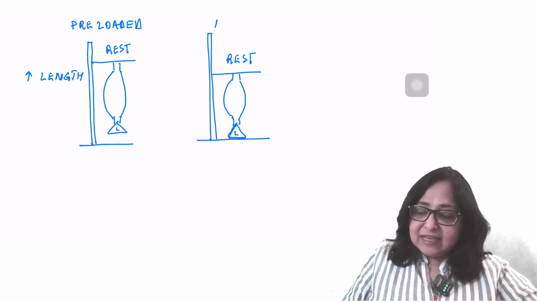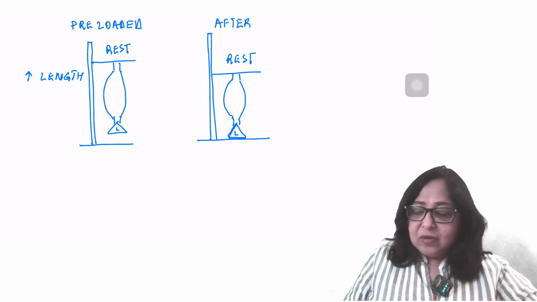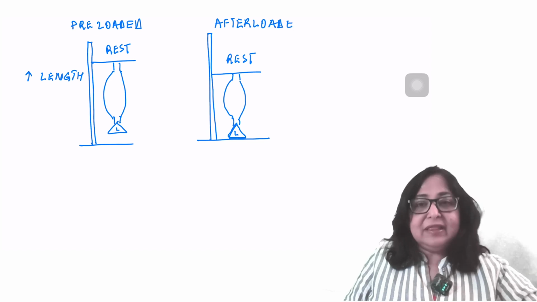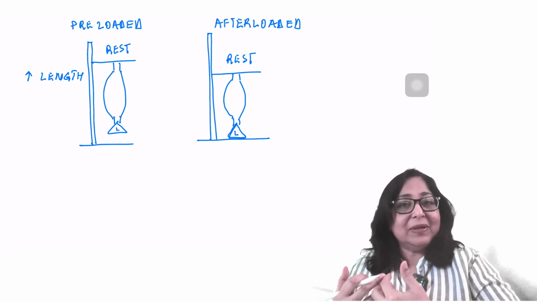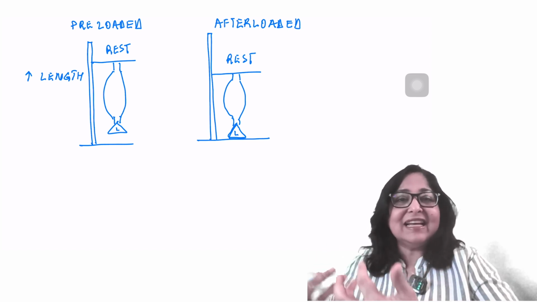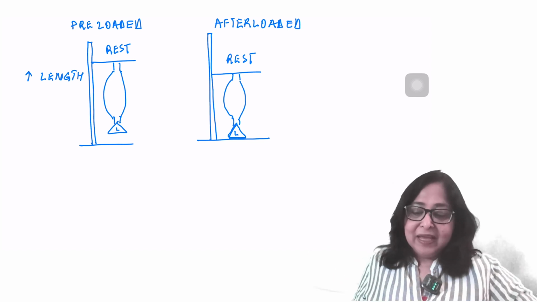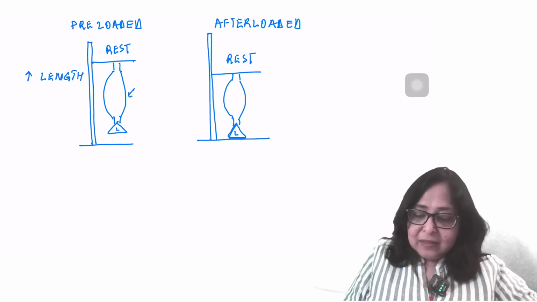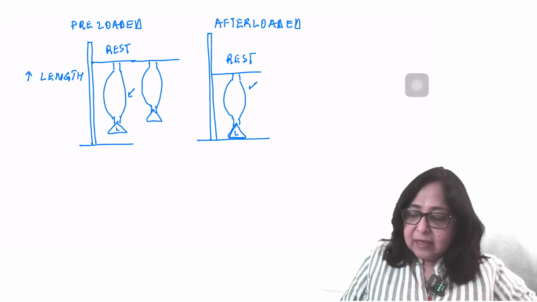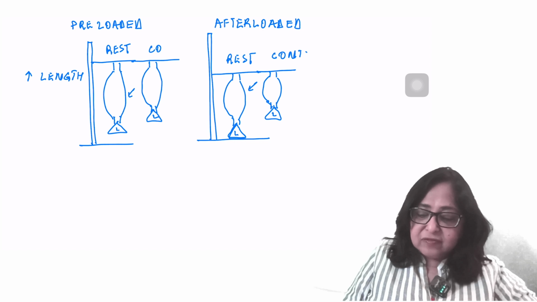Preloaded. The load is acting on the muscle even before it begins to contract. This is what is known as the afterloaded state. What is afterloaded state? Now the load will act on the muscle after it begins to contract. In other words, the muscle has to act against that load. Now, I will give a stimulus to both these muscles. Both the muscles will contract and lift that load. Now, this is the contracted state of the muscle.